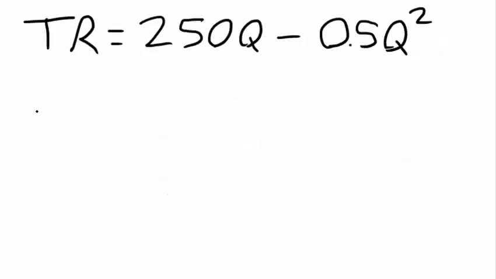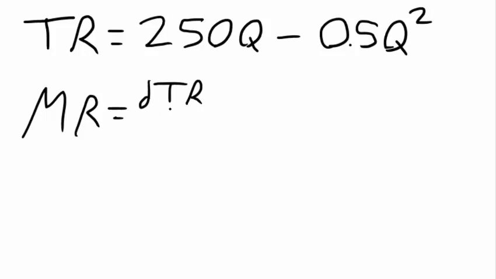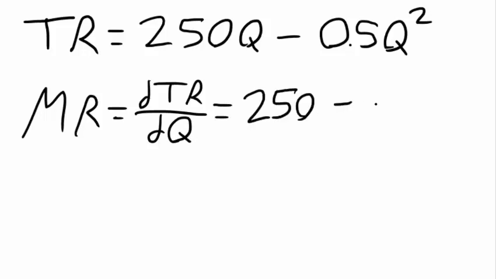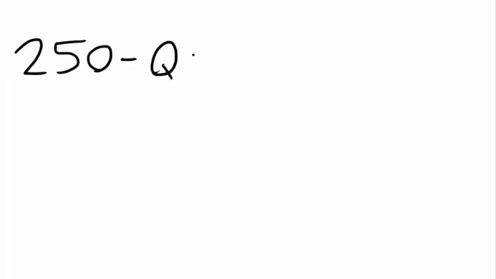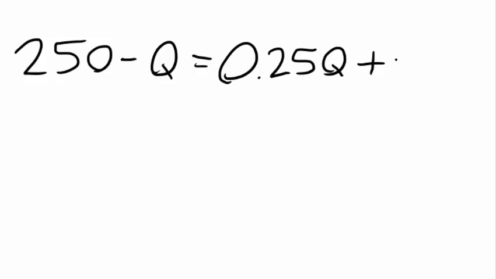And now we want to find our marginal revenue. Our marginal revenue is found by taking the derivative of the total revenue function with respect to Q. And that derivative ends up being 250 minus Q. So now we have our marginal revenue, we have our marginal cost, we can set them equal to each other. So we have a marginal revenue of 250 minus Q, and our marginal cost was 1/4 or 0.25 Q plus 6. And we want to solve for Q.